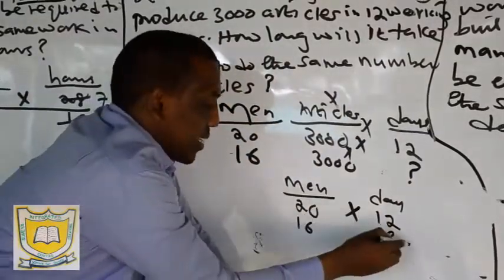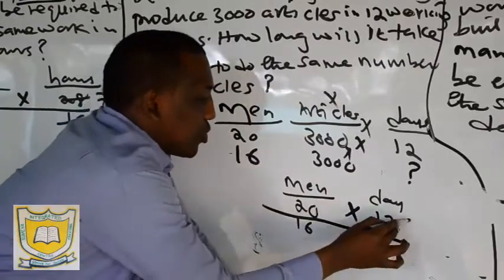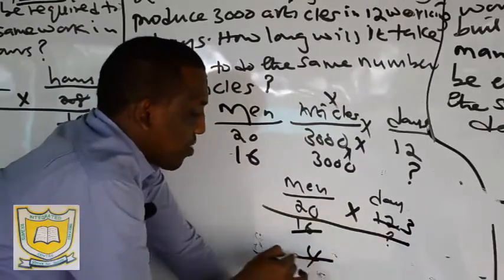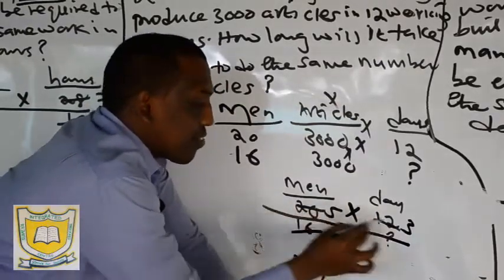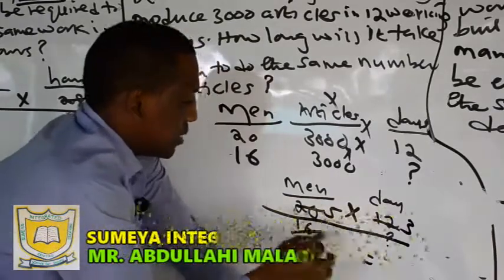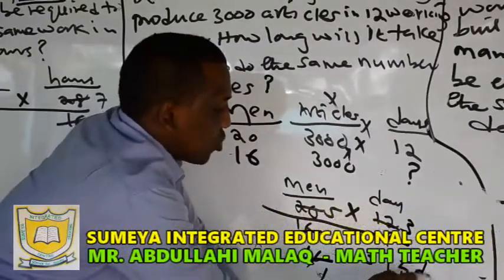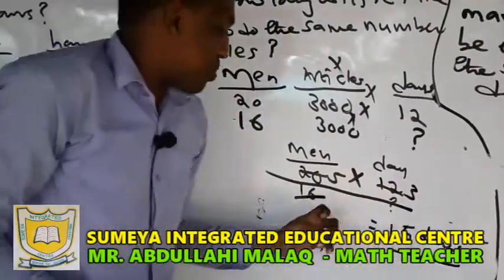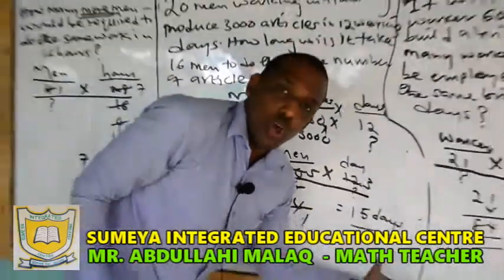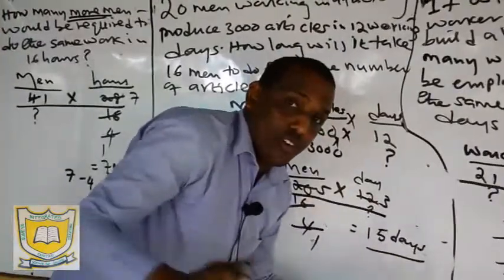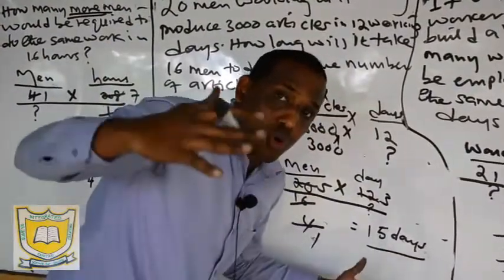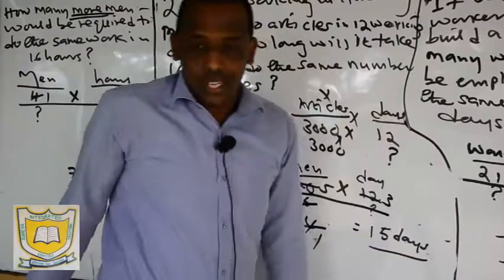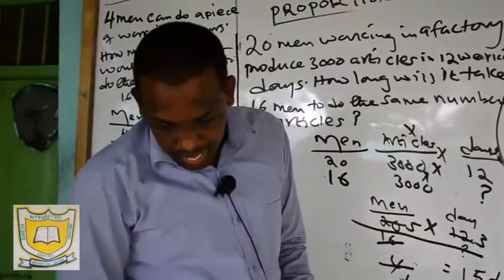So it's indirect. By 4, 3. By 4, 4. By 4, 1. By 4, 5. 5 times 3, we get 15. So they will take 15 days. That's why they are more, because men are less, the number of days will be more. When the men are less, the number of days is more. When the men are more, the number of days will be less. So that is how we solve.